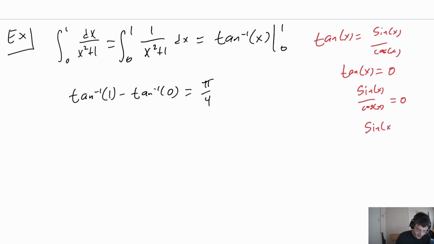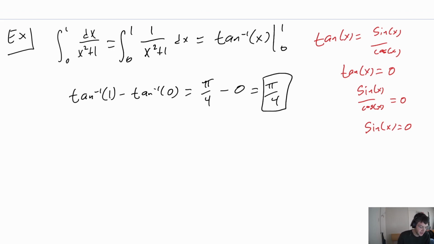That happens when sine of x equals 0. So what value of x makes sine equal to 0? Well, the answer is 0 degrees, or 0 radians. So the inverse tangent of 0 is 0, because if I plug 0 into the regular tangent function, I get 0 back. So my final answer here is pi over 4 minus 0, which gives me pi over 4.